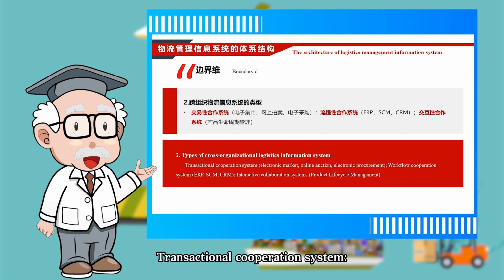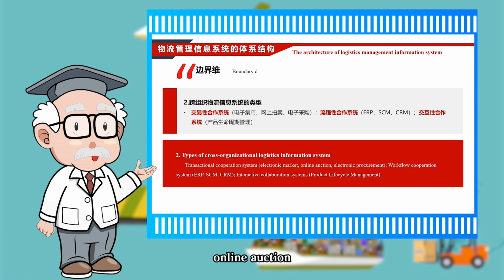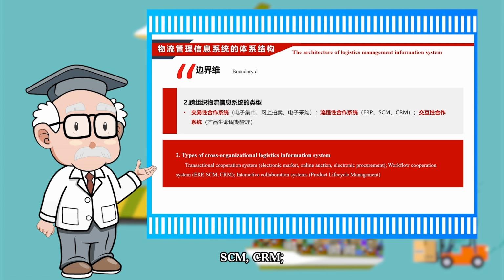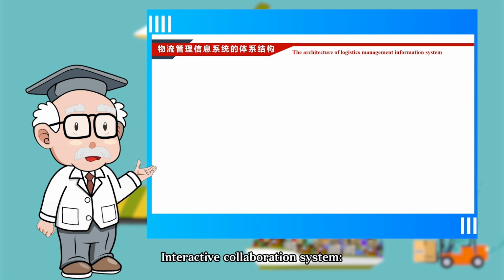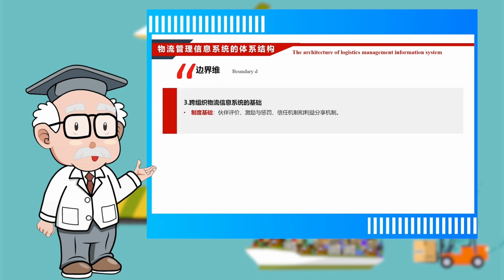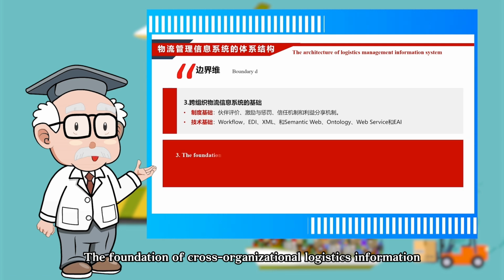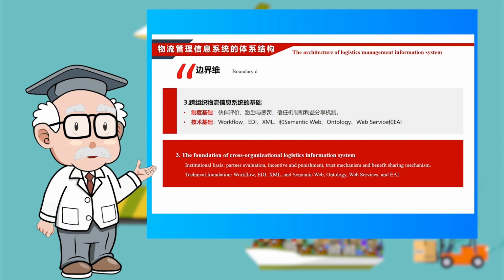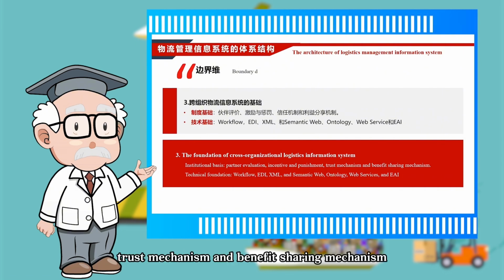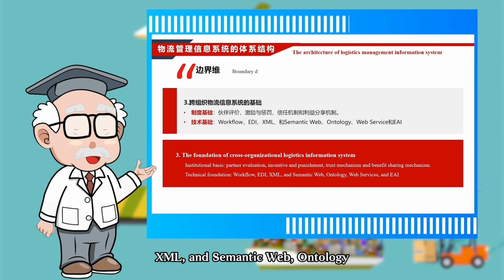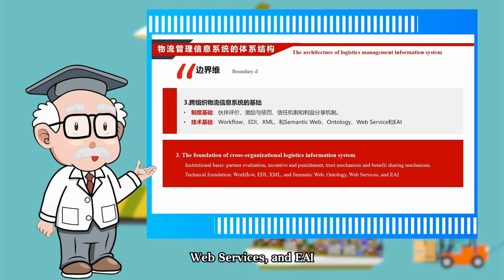2. Types of cross-organizational logistics information system: transactional cooperation system, electronic market, online auction, electronic procurement, workflow cooperation system, ERP, SCM, CRM, interactive collaboration system, product lifecycle management. 3. Foundation of cross-organizational logistics information system. Institutional basis: partner evaluation, incentive and punishment, trust mechanism, and benefit sharing mechanism. Technical foundation: workflow, EDI, XML, and semantic web, ontology, web services, and EAI.